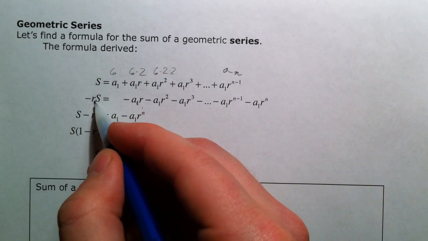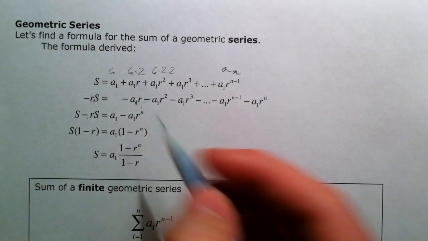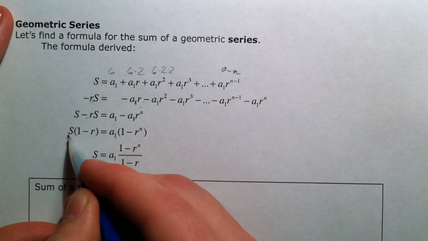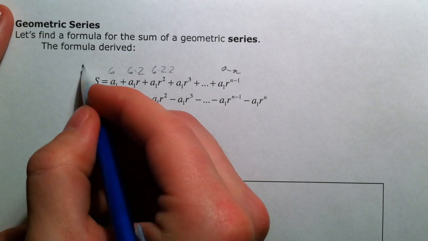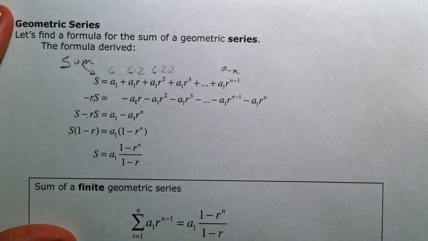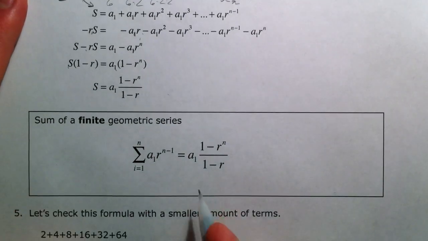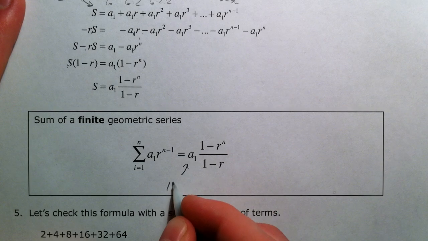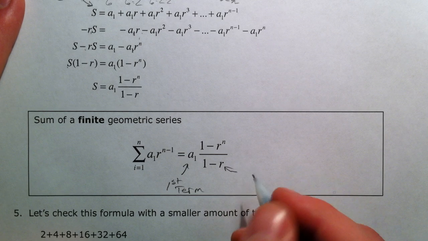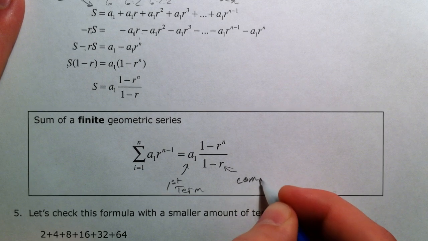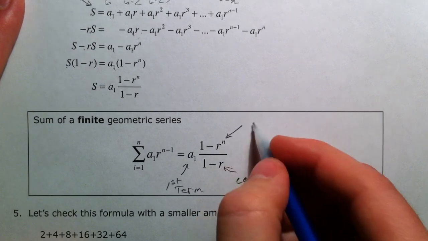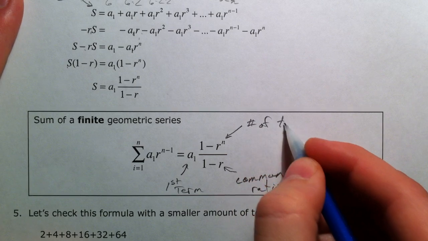So if we subtract the two, s minus rs, this minus this, we can factor out a sub 1 right here. We can factor out s right here, and s is standing for the sum. And then we divide by 1 minus r. And this right here is the equation that we need to know. So a sub 1 is our first term. R is the common ratio. And n is the number of terms we're adding.